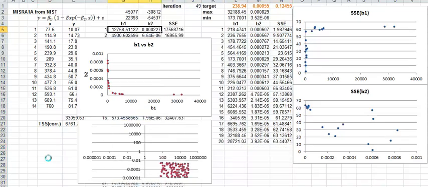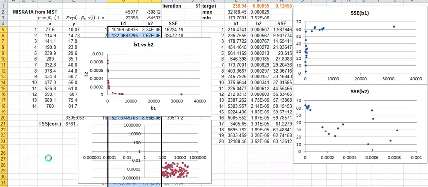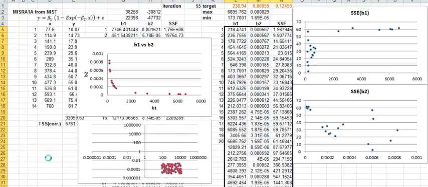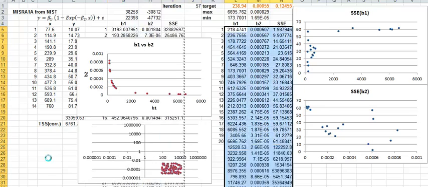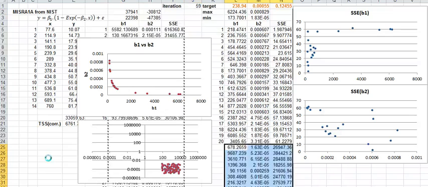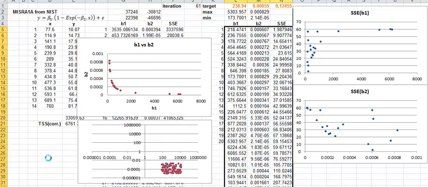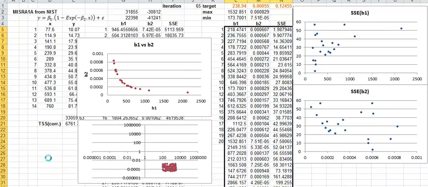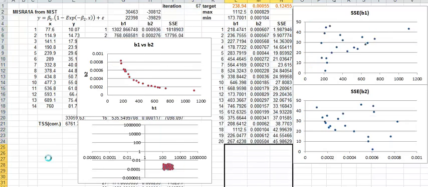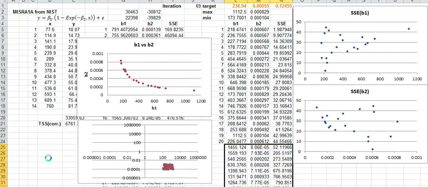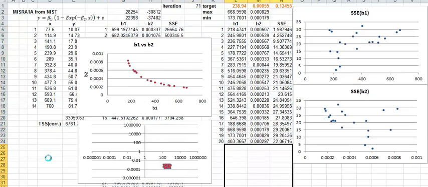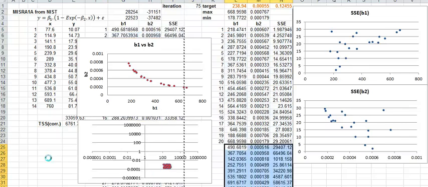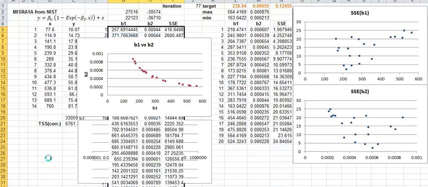Alright, so after 50 generations we see that the search has decreased considerably, but there's obvious correlation between beta 1 and beta 2, the best 20 values. So this curve is embedded in here. Search space is getting smaller and smaller, up to 75 generations.